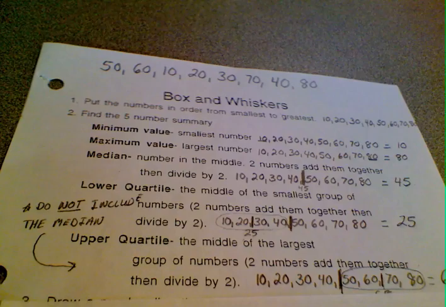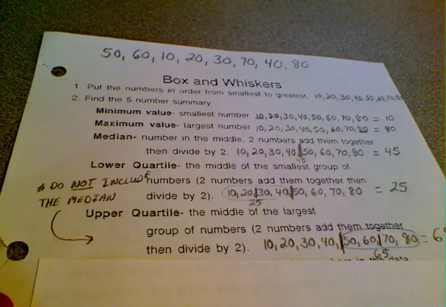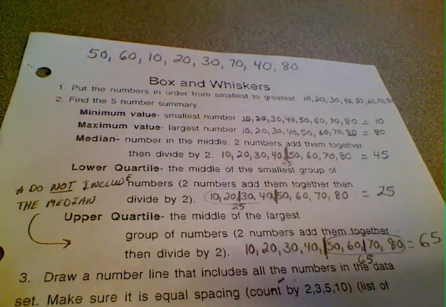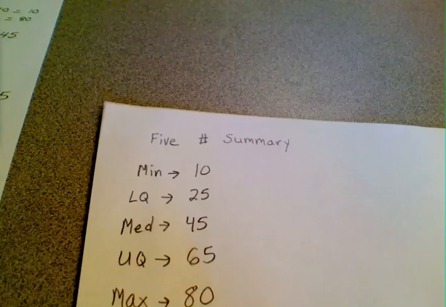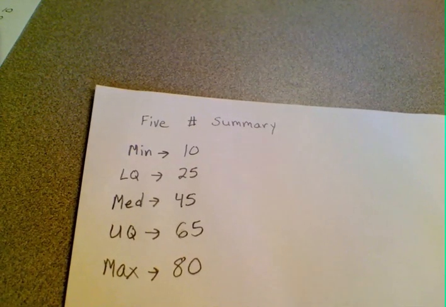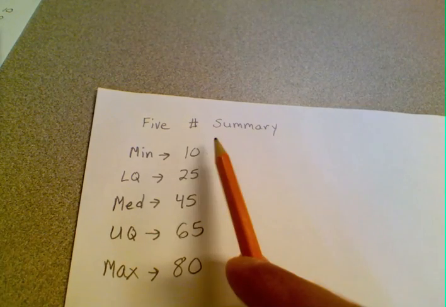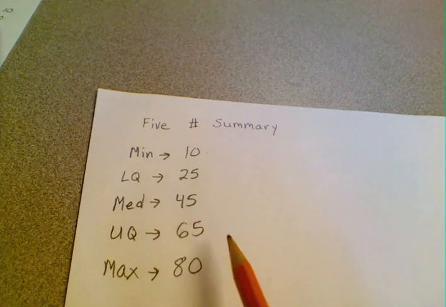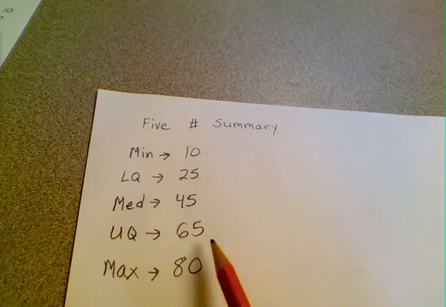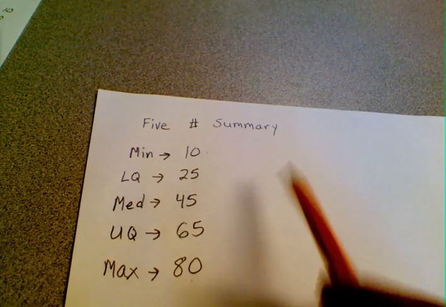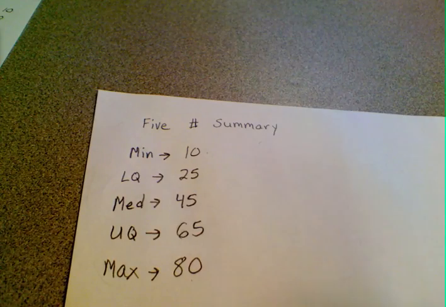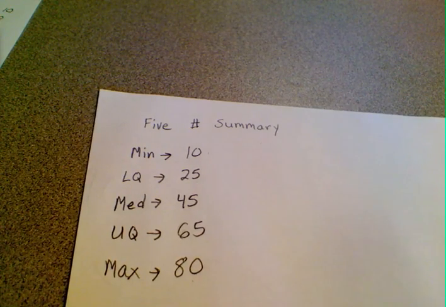All right. So now we have found the 5-number summary. Our 5-number summary, you're going to see, is written like this. Our minimum is 10, our lower quartile is 25, our median is 45, our upper quartile is 65, and our maximum is 80. That is our 5-number summary, a summary of our 5 numbers in our data set, okay?